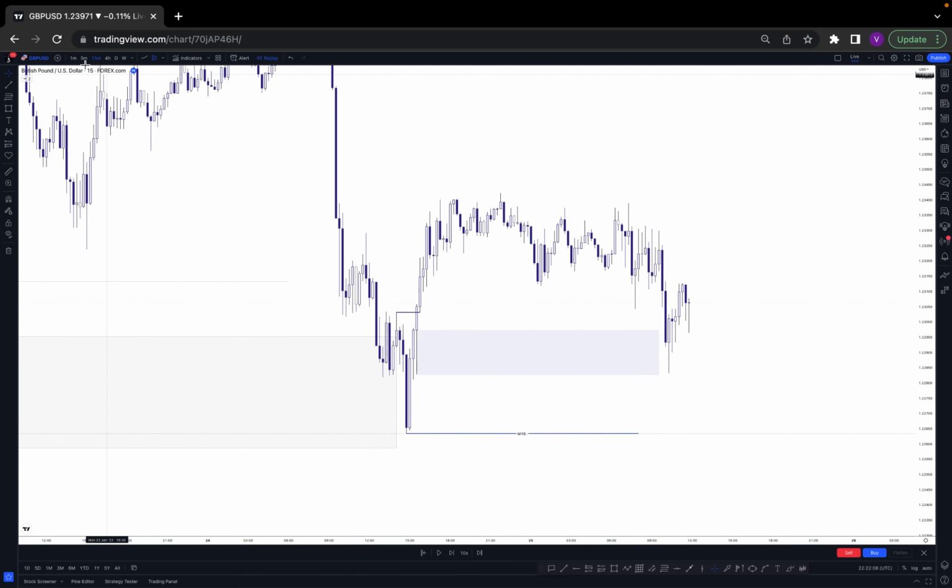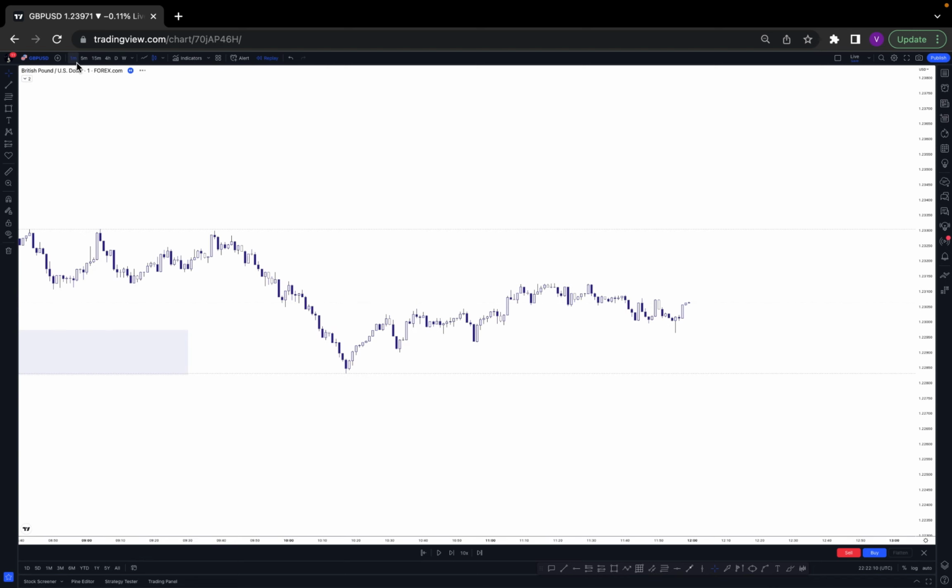Now I dropped down to my M1 because I like scalping trades from the M1 to catch very, very tiny trades using a very, very small stop loss. If you're completely new, don't do this. Just stick to the higher time frames, the M15, the 4-hour, and what have you. But if you're experienced, you can go ahead and drop down to the M1.